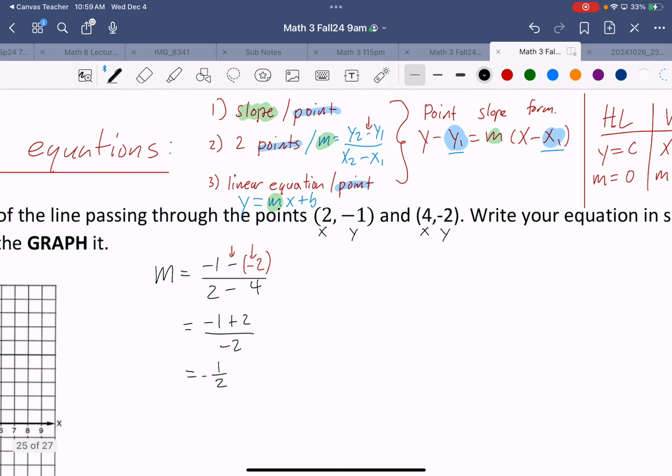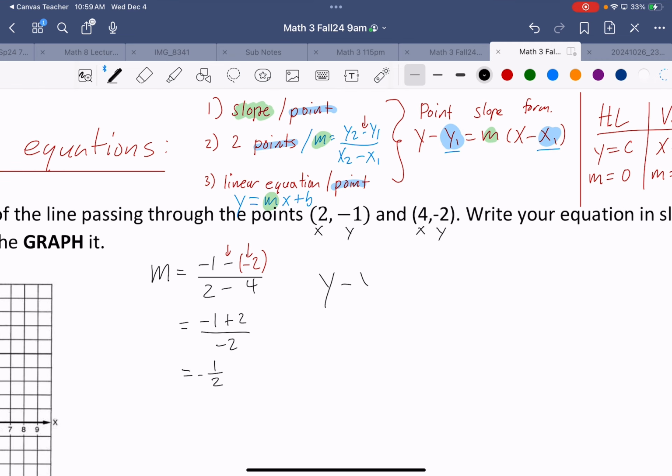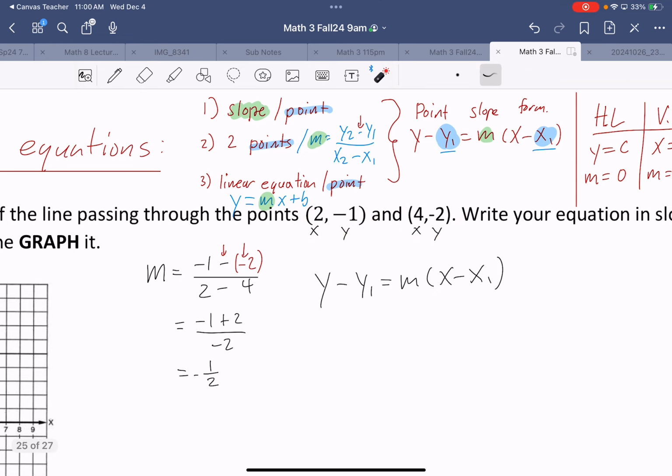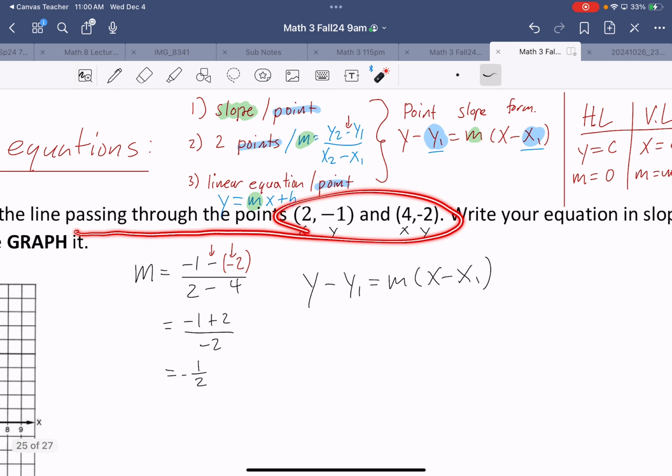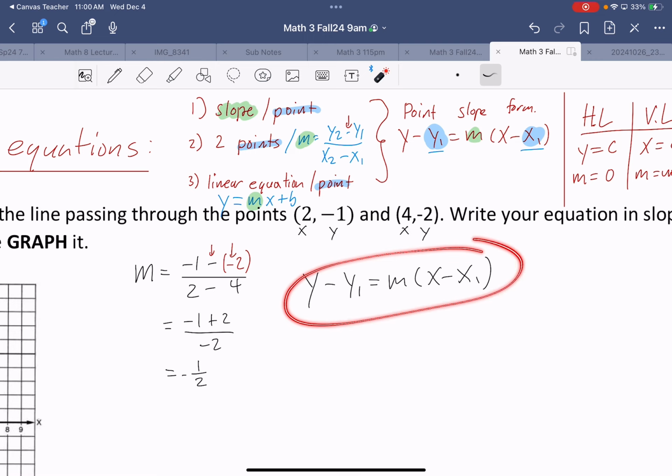And remember, we use this point slope formula: y minus y sub 1 equals m times x minus x sub 1. And if you're asking, well, what point do I use? Remember, the line that we're looking for passes through both of these 2 points. So if it passes through both of them, either one of them is perfectly okay to use in my formula.